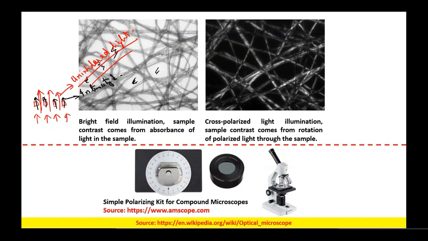and the objects in bright field illumination appear darker, whereas the background, where there is no interaction of the light, is brighter in nature.